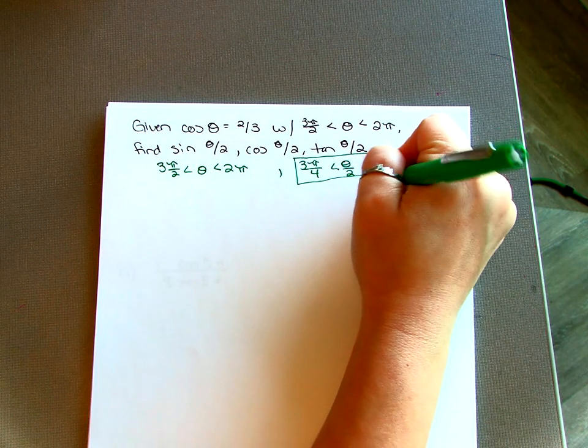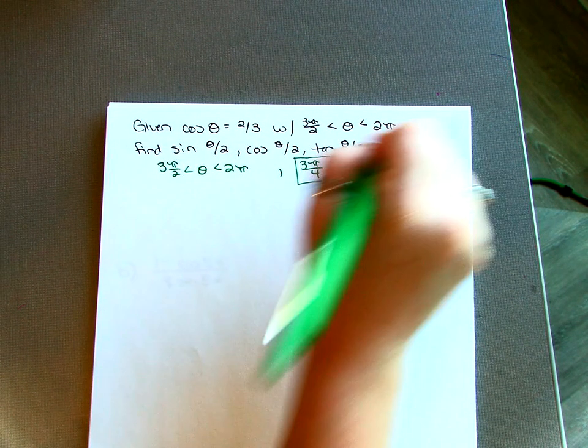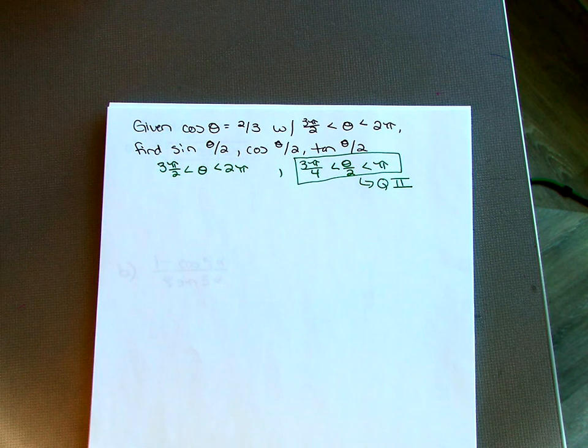Now, why is this important? It's important because we need to know whether sine, cosine, and tangent are going to be positive or negative. If we're in quadrant 4, that's going to be different than if we're in quadrant 2. So we have to make sure that we understand which quadrant we're in so that when we get our answers, we know whether we're supposed to be getting positives or negatives.